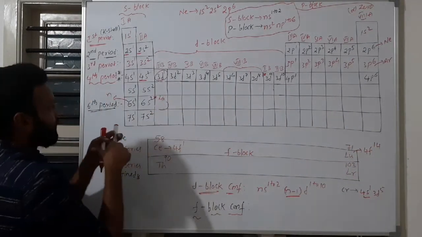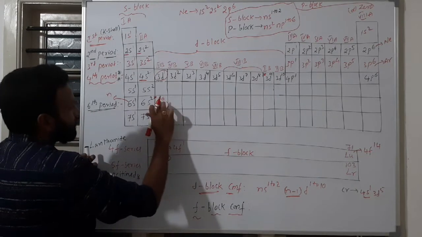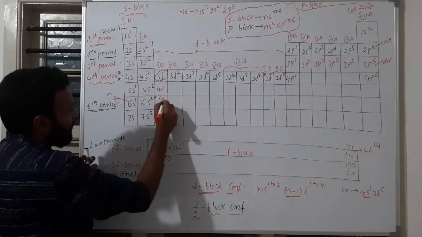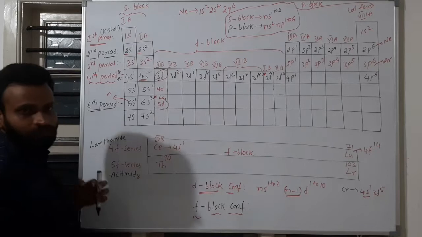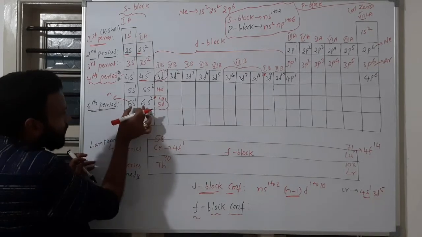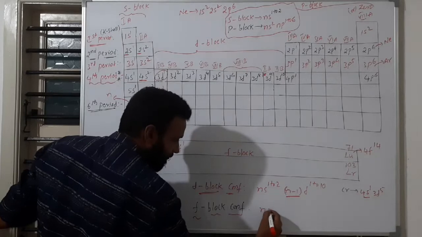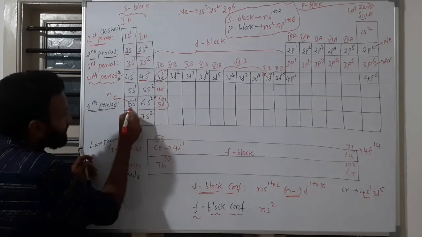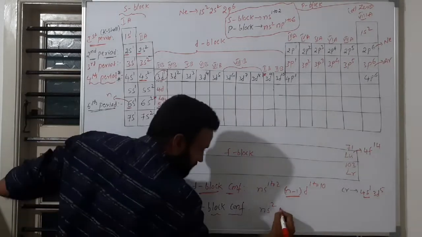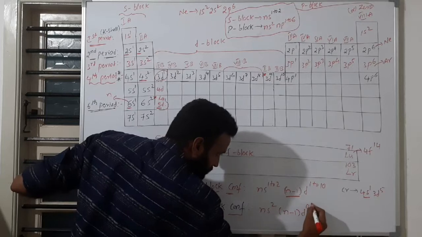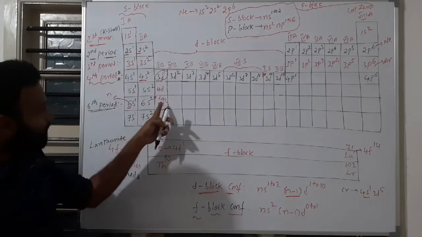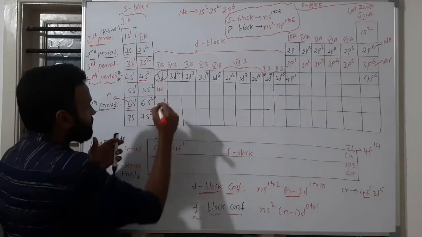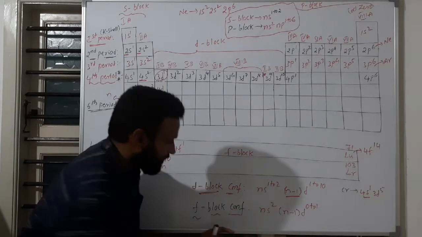Here lanthanum you are having 3d, sorry. Here you are having 3d and here you are having 4d, so here 5d is filling. So 5d comes. So here the configuration starts from ns, means ns1 to 2 you can write. But here it's 6, and here what number you have? 5. That means (n minus 1) d0 to 1. Because after d1 itself, this is d1, lanthanum. So 5d, it is 6s.